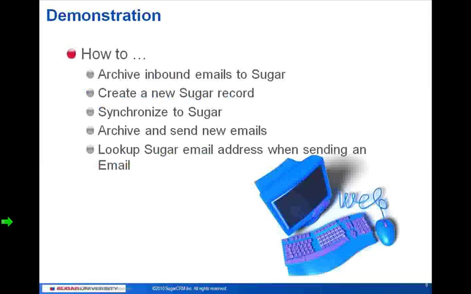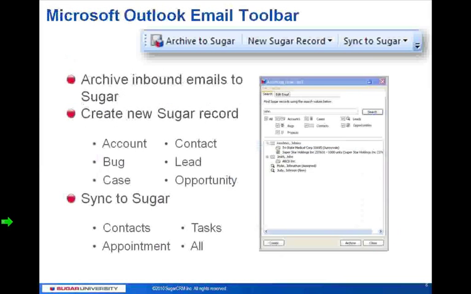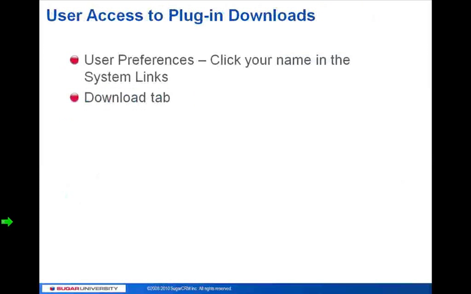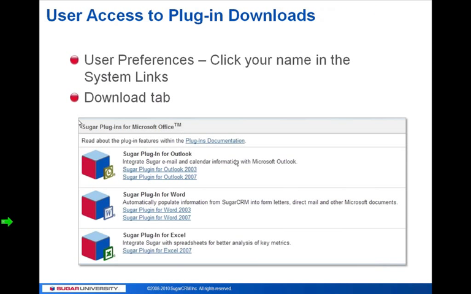So in Sugar 6, up in your system links, and I'll actually show you where this is in just a second on the page. On your user preferences, which is where you click your name in the system links, it opens up that page. Go to the Download tab, and you'll have this window here for both documentation and to download the particular plugin for your version of Outlook.